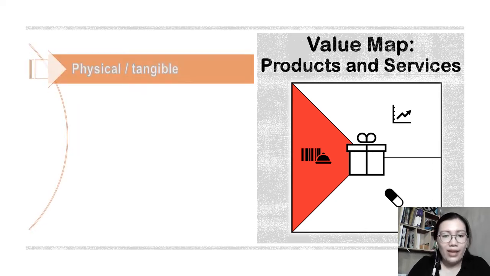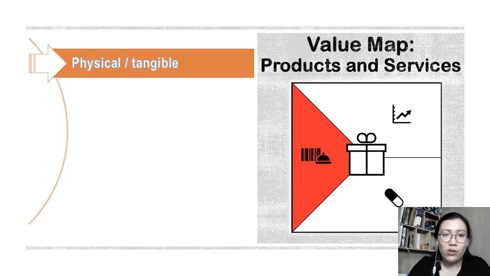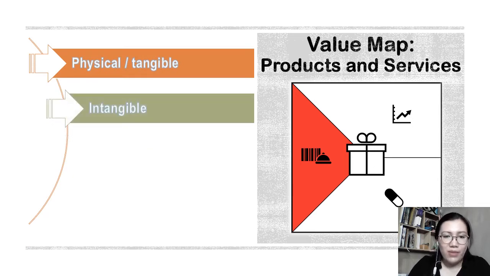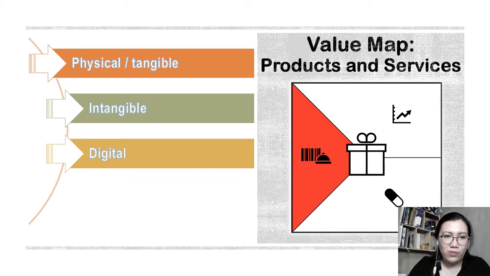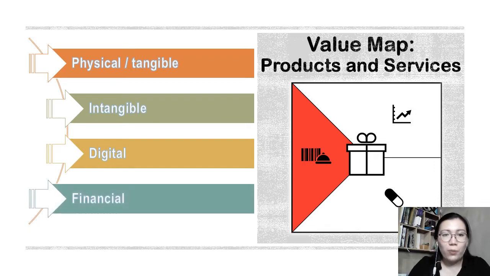So it could be physical or tangible. So these are goods such as manufactured products. It could be intangible products such as copyrights or services. It could also be digital. So products such as music downloads or services such as online recommendation. It could be financial, so products such as investment funds, insurance, or services such as financing of our purchases.